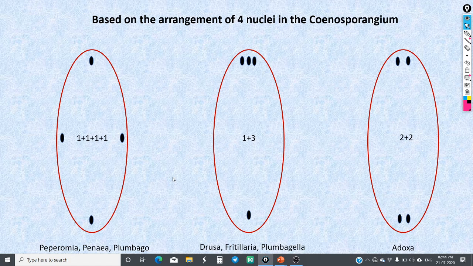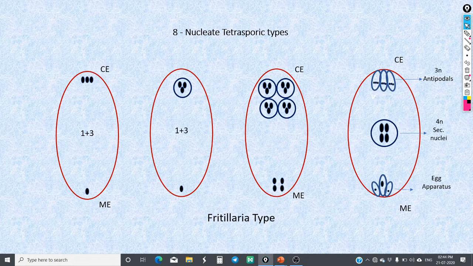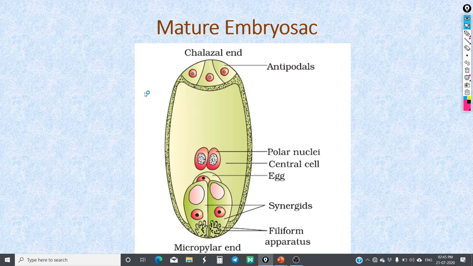And the last topic of today's lesson is the mature embryo sac in angiosperms. The mature embryo sac in angiosperms shows 3 parts. What are the 3 parts?